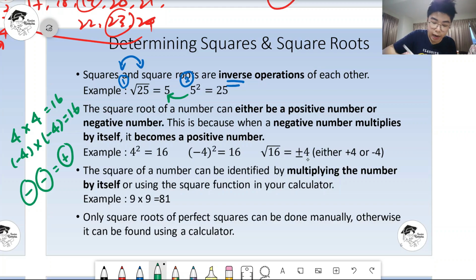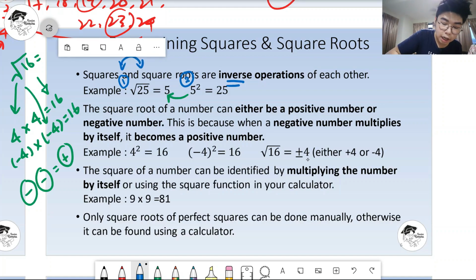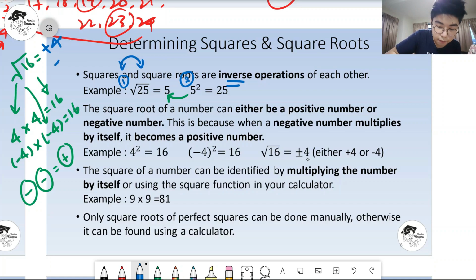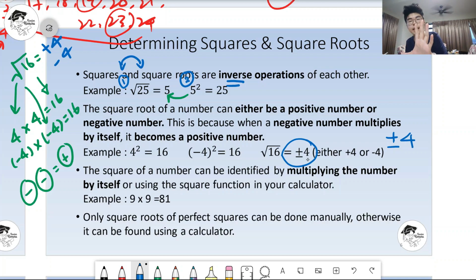Okay? Jadi, if I ask you to do a square root on number 16, jawapannya, adakah jawapannya 4 positif 4 ke negatif 4? So what happens is, jawapannya you akan dapat 2 jawapan. Jawapannya positif 4 betul dan negatif 4 juga betul. Okay, so we will put in this sign. Okay, in a plus minus, we call it plus minus 4. Maksudnya jawapan ni boleh positif 4 juga boleh negatif 4. So this either positive 4 or negative 4.